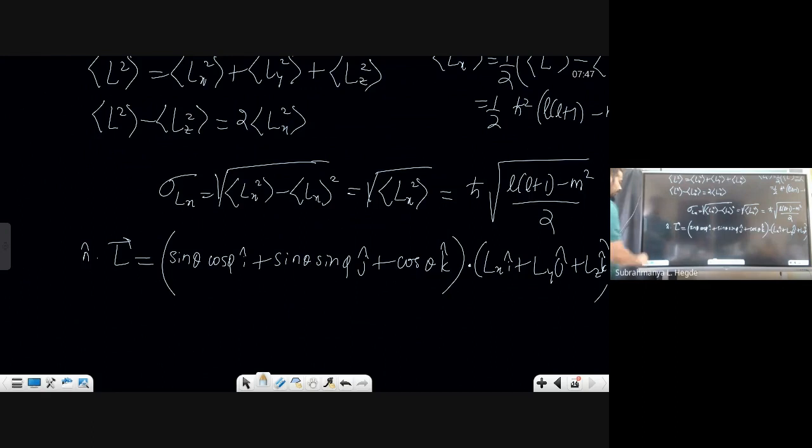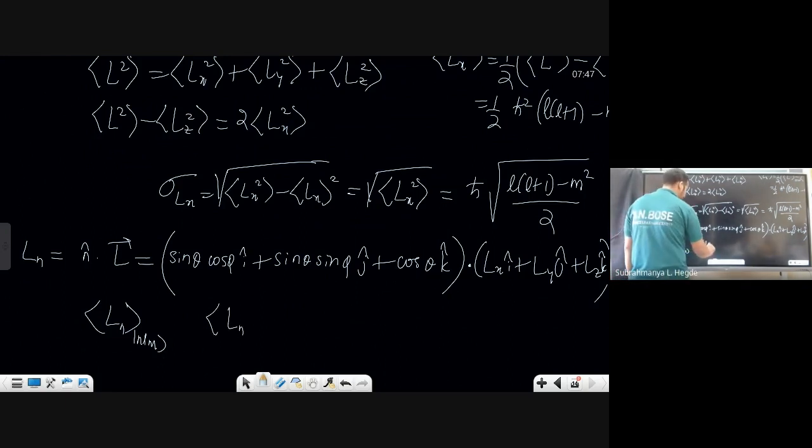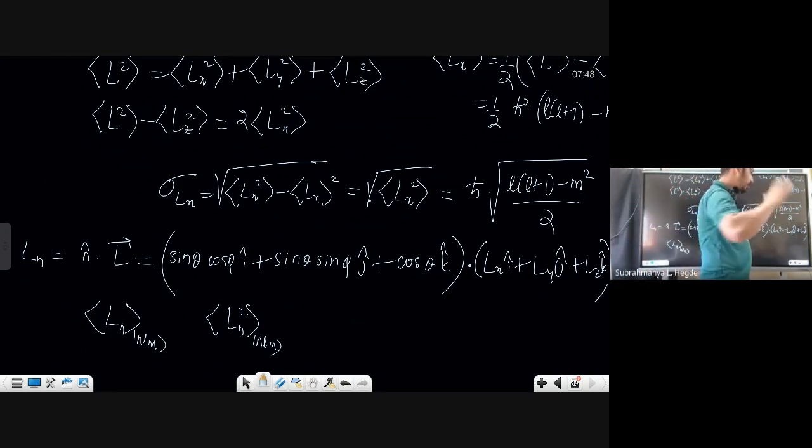I'll call this Ln. Then you need to find the Ln average in the state n, l, m. Then the Ln squared average is also in the state n, l, m. They may be expecting you to eliminate the option, so you should not go with the ideal steps. That should run in your mind parallelly, whether I can eliminate an option, because they may be expecting the same.